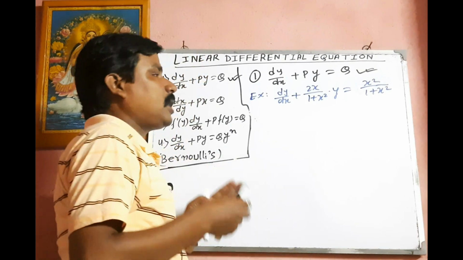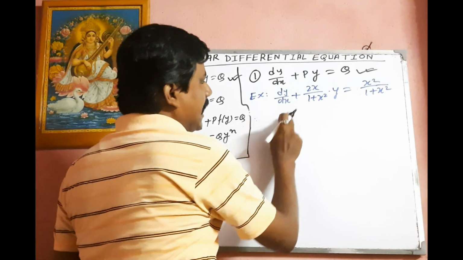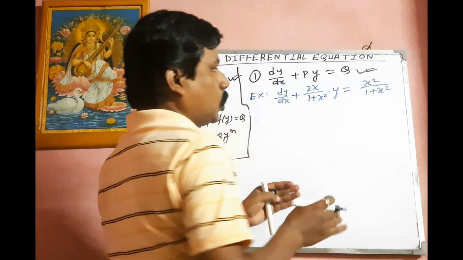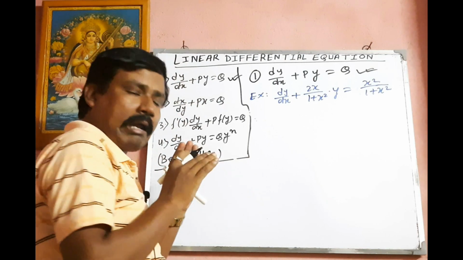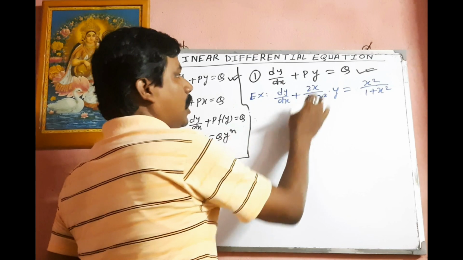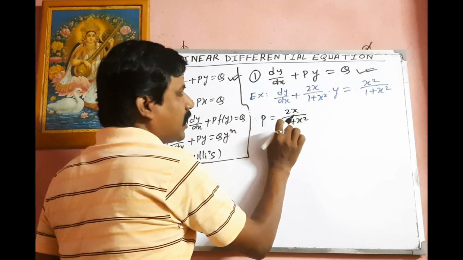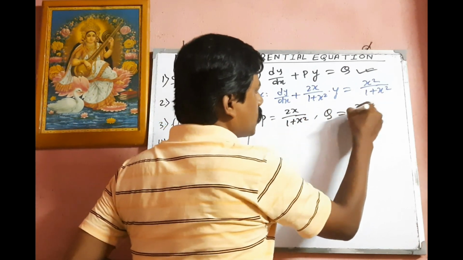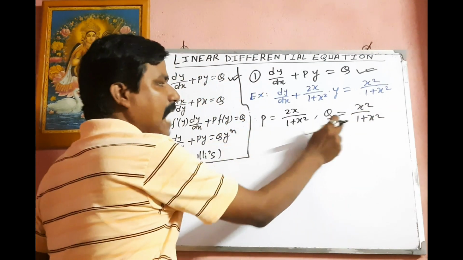Now we are discussing the first example of the first kind. The example is dy/dx + 2x/(1 + x²) times y is equal to x²/(1 + x²). So in this example, if we compare this equation with the standard equation, then we get P is equal to 2x divided by 1 + x² and Q is equal to x² by 1 + x². This is the P and this is the Q.